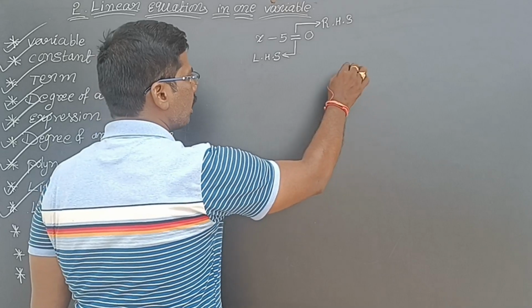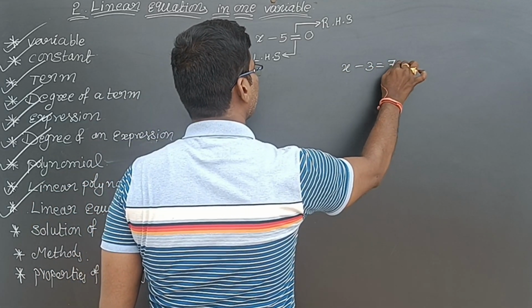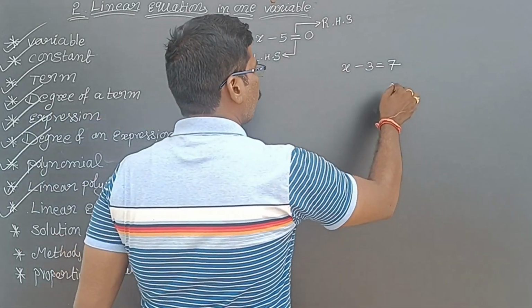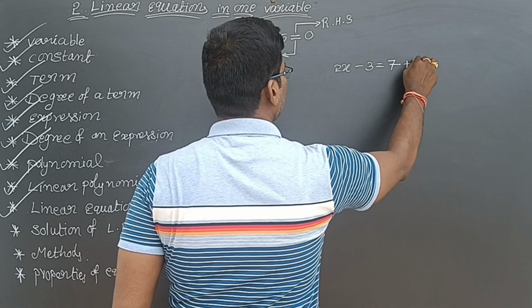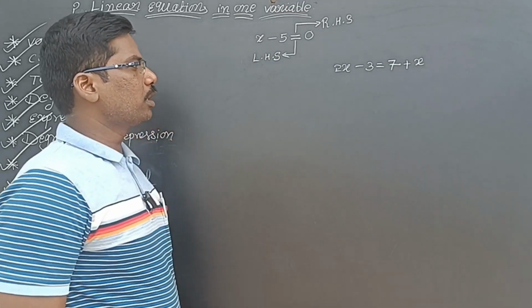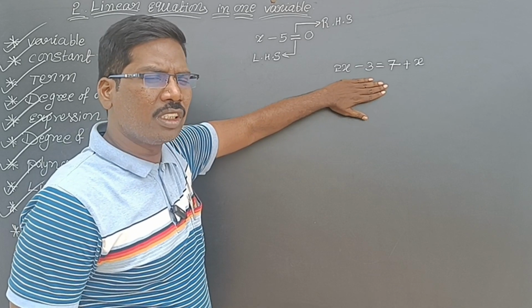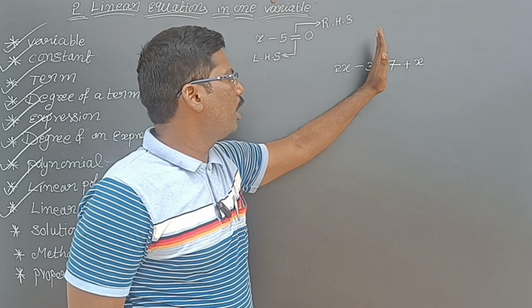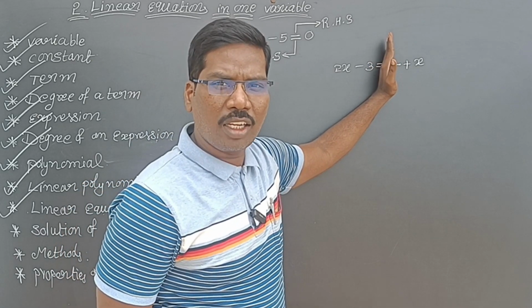For example, x minus 3 is equal to 7. Or we can say 2x minus 3 is equal to 7 plus x. See here, this is also a linear equation. In this linear equation, the left side is 2x minus 3, that is LHS, and the right side is 7 plus x, that is RHS.